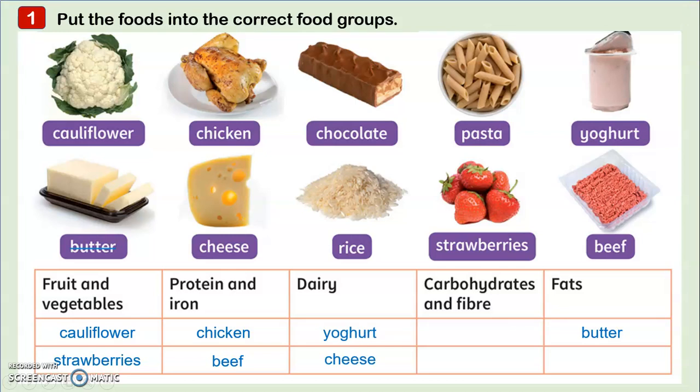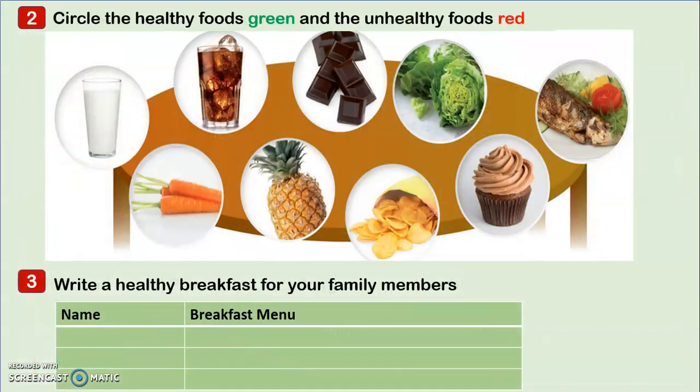And what about carbohydrates and fiber? Yes, pasta and rice. Very good. And what about fat? We have butter here. That's right, chocolate, no? Okay, please, this is very important to know, to identify which food group they belong to. Okay, that's right. Let's continue working now. Look at this.